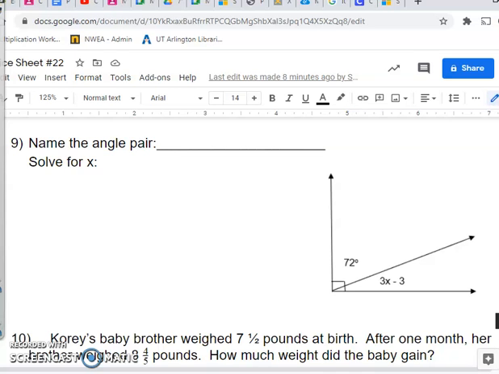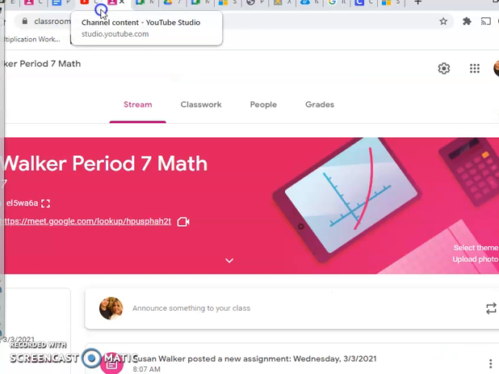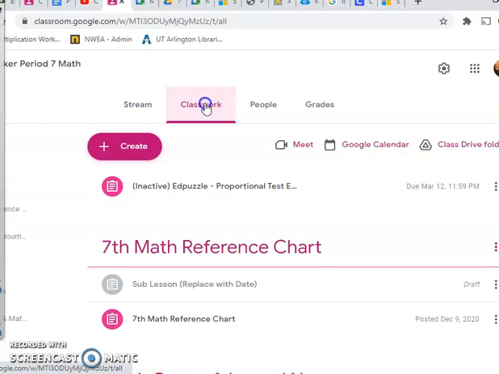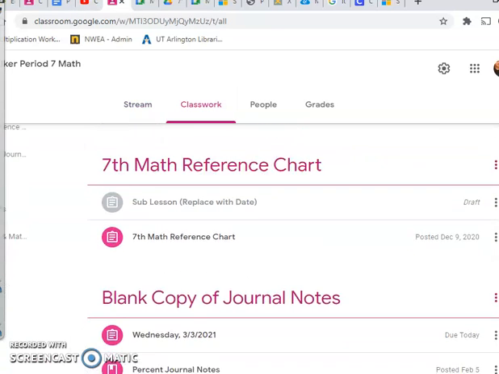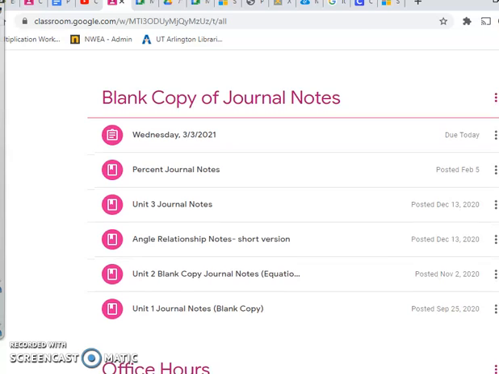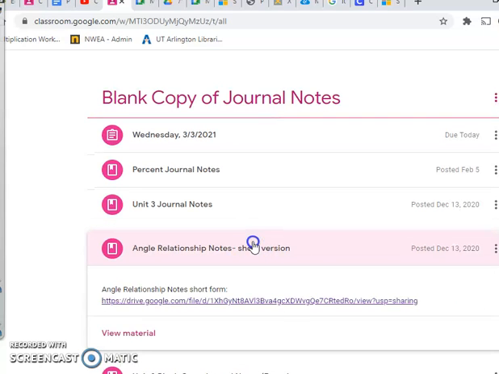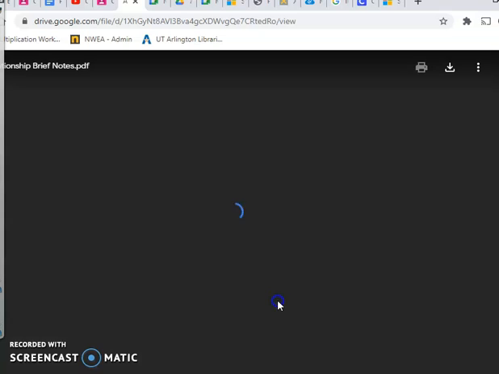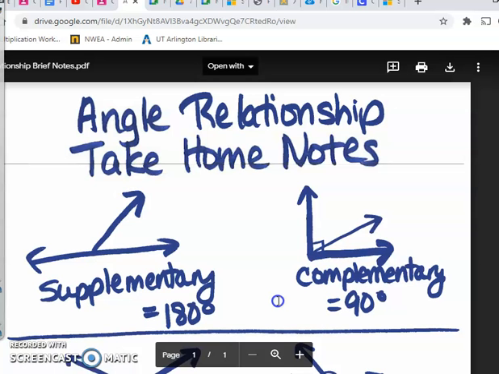Remember the angle pairs are in here. Just so you know, I have a quick reference. There it is, short version. So you can kind of tell real quickly which one it is.